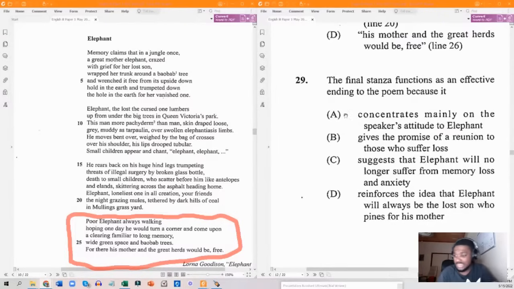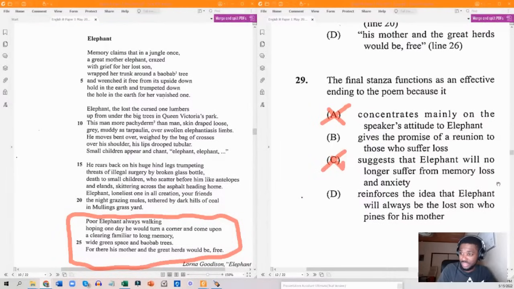Okay, let's eliminate the answers that are obviously wrong. A is clearly wrong. Concentrates mainly on the speaker's attitude? No. Just no. This line does not concentrate mainly on the speaker's attitude. That's as simple as it gets. B, C, D. There are two answers that are close. There's one more answer that is way out. C is way out.